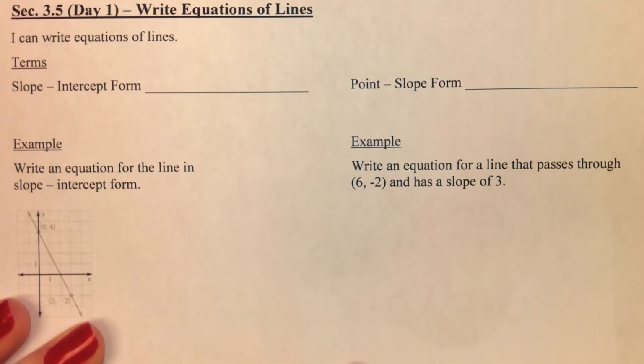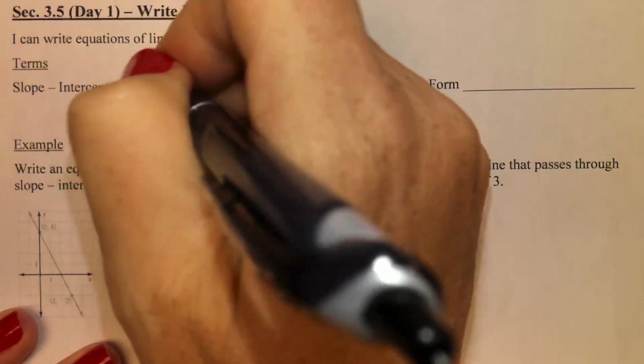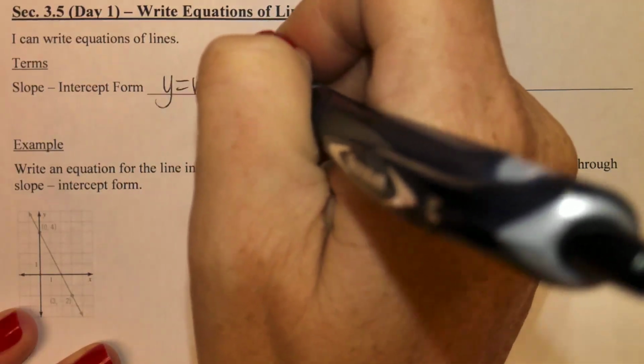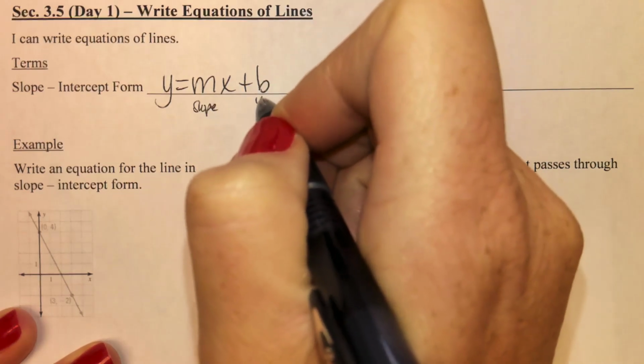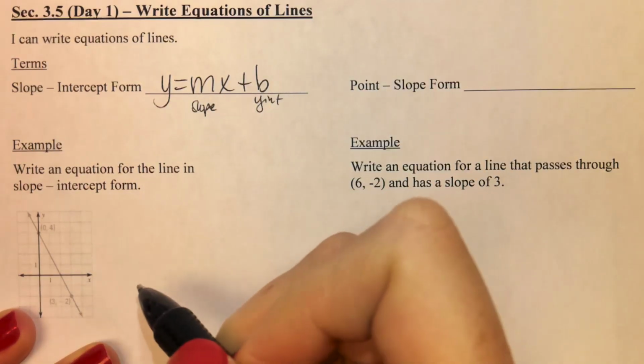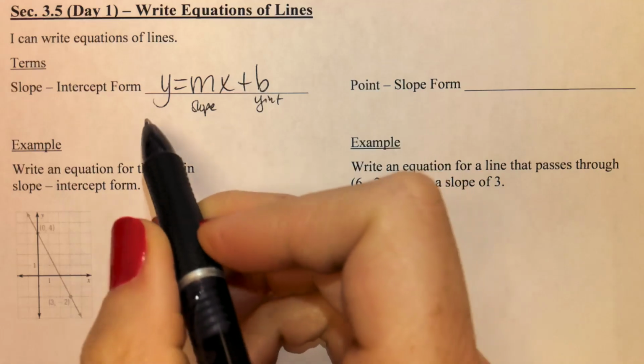So slope-intercept form is probably the one you remember. This is y equals mx plus b, where m is the slope and b is the y-intercept. And then x and y are just your variables that you have to have as a part of the equation.